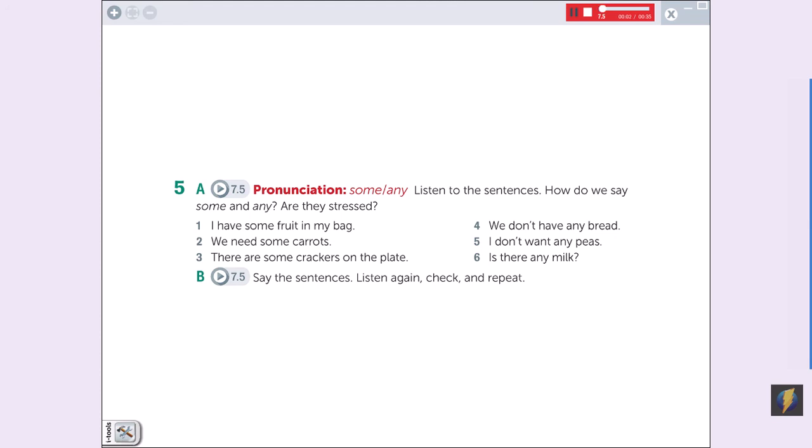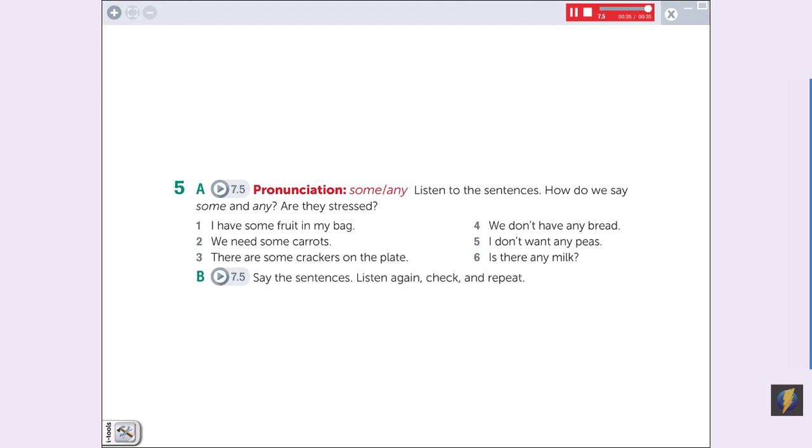1. I have some fruit in my bag. 2. We need some carrots. 3. There are some crackers on the plate. 4. We don't have any bread. 5. I don't want any peas. 6. Is there any milk?